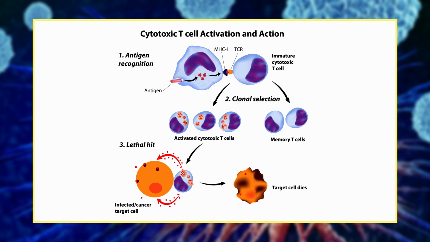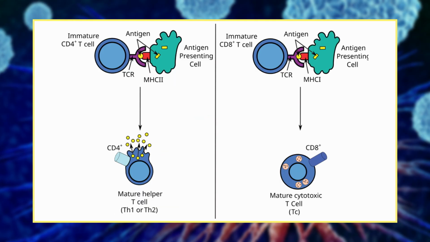The main function is to directly kill the infected or abnormal cells: recognize and kill virus infected, intracellular bacteria infected and tumor cells. Recognition occurs through interaction between the T cell receptors or the TCRs and the antigen MHC class I complex on target cells.